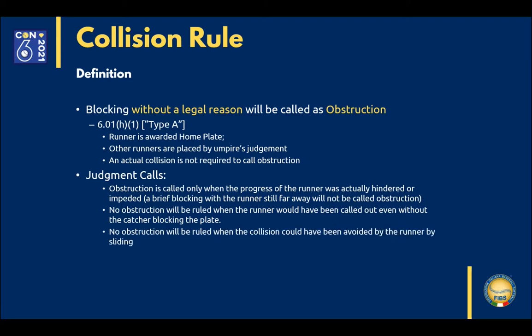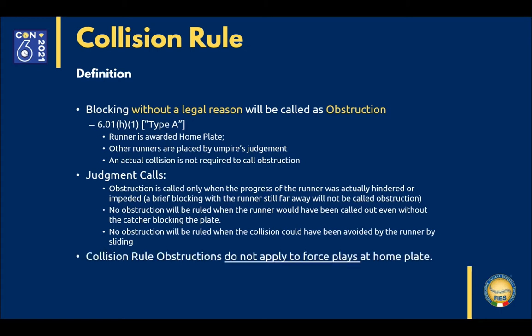And third, no obstruction will be ruled when the collision could have been avoided by the runner by sliding. If the runner can slide and avoid a collision by this, no obstruction will be ruled. Very important to know, collision rule obstructions do not apply for force plays, only for tag plays at home plate. So when there's a force play at home plate, there can be no obstruction called.